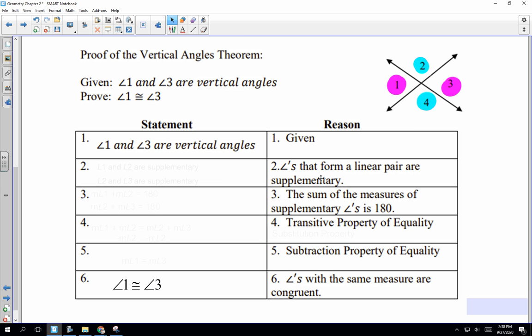Okay, so let's look at the clue since we're giant detectives. Angles that form a linear pair are supplementary. So let's look at angles up here that form a linear pair. Angles 1 and 2 are a linear pair, and angles 2 and 3 are a linear pair. So angle 1 and angle 2 are supplementary. Angle 2 and angle 3 are supplementary. Angles that form a linear pair are supplementary. We're just looking at the picture, saying supplementary.